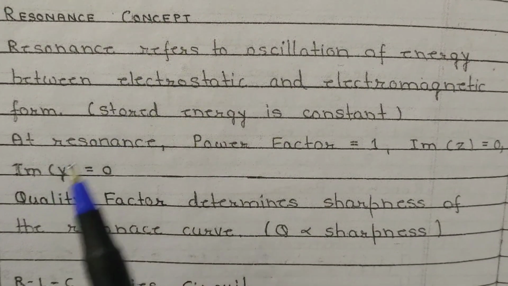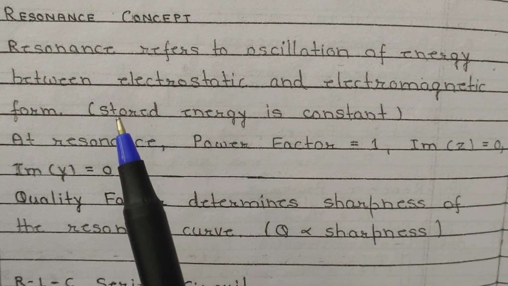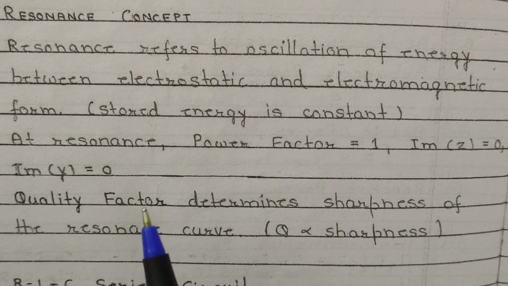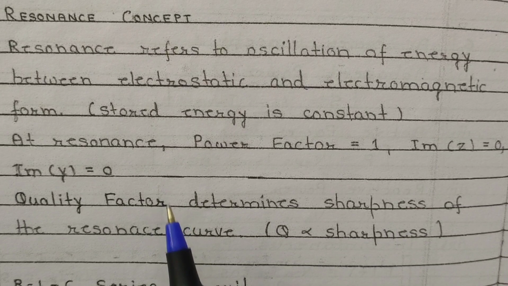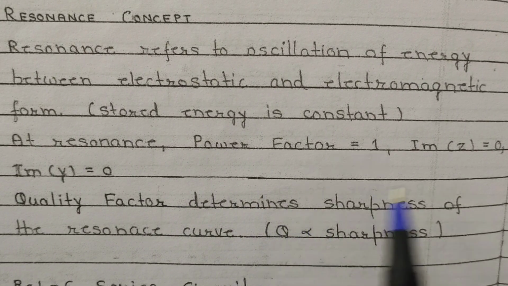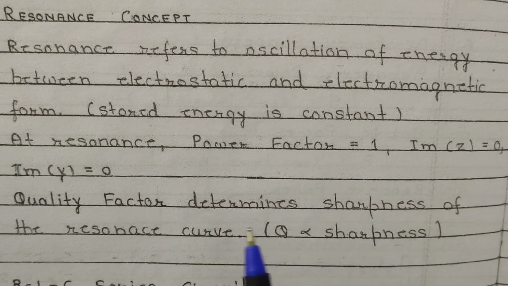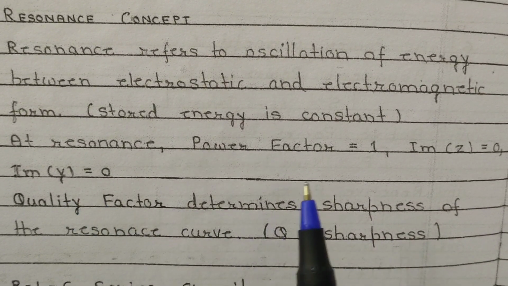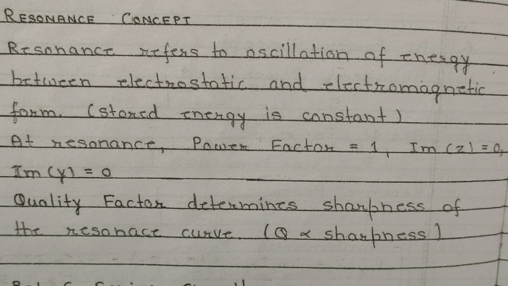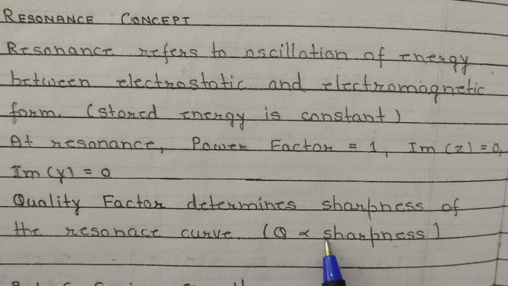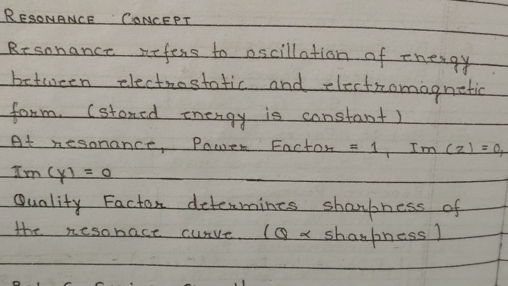Resonance concept. Resonance means oscillation of energy between two forms, one electrostatic and the other electromagnetic. At resonance, power factor is 1, current is in phase with voltage, the imaginary part of impedance Z is 0, and the imaginary part of admittance is 0. It consists of only a real part. Quality factor determines the sharpness of the resonance curve.